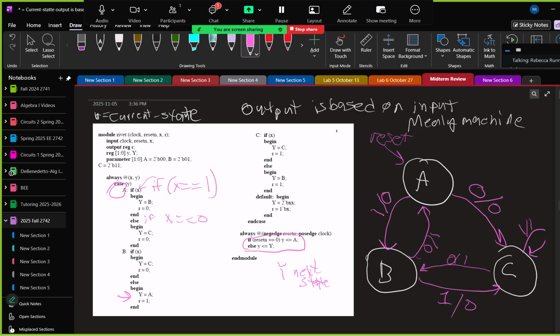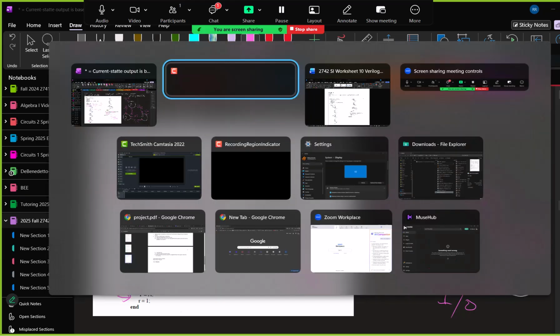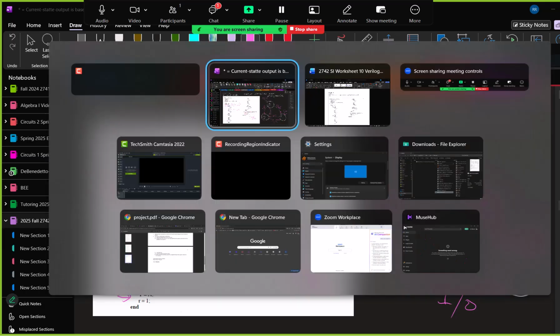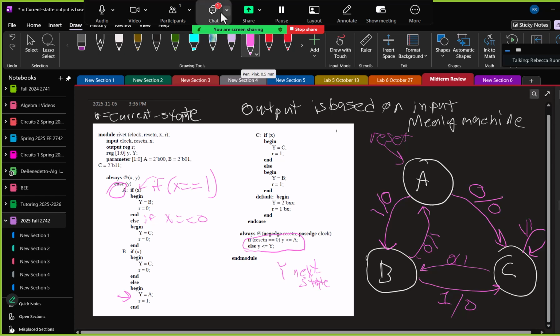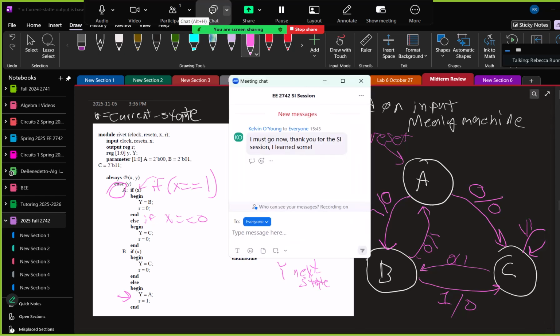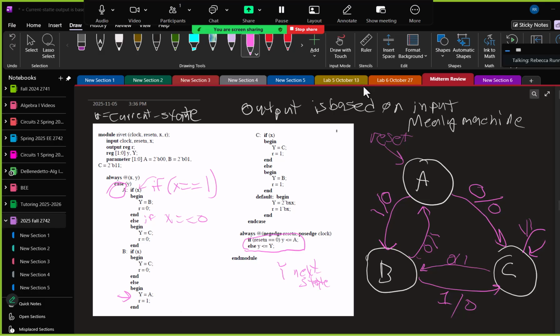Bye. Did they leave? They can put it in the chat. Yep. Good. Okay, I'm going to stop the Zoom.